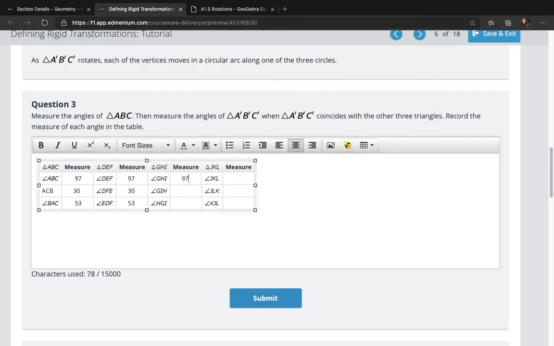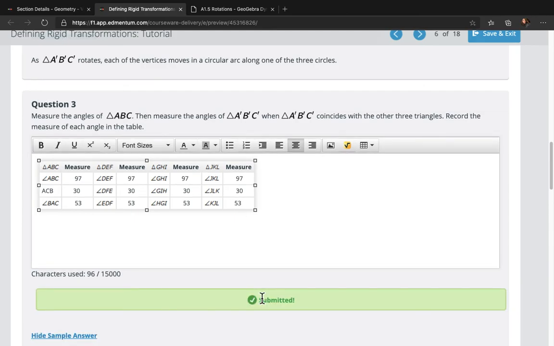Okay, so you know what? I can just go ahead and write these down for you, or record these down for you so you can see. And I'm just going to go ahead and hit submit. That's all you would have to do.